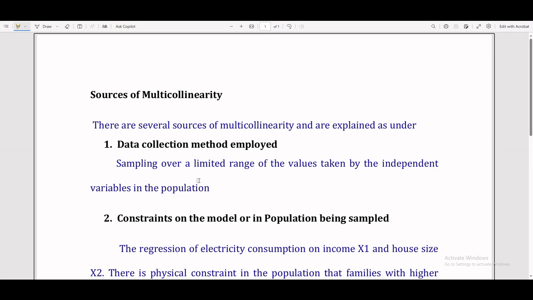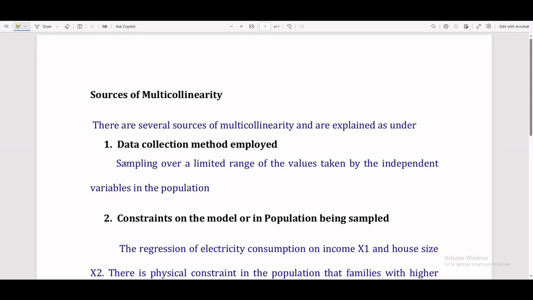Sampling. When we take a sample over a limited range of values. Suppose that our population has a limited dataset, like 50 values, and we take a number of samples from these values. Then there is a chance of overlapping or correlation among the dataset, and this correlation creates multicollinearity among the independent variables. So if your population has a limited dataset and you take a number of samples from that dataset, then such a type of data collection method is responsible for multicollinearity.